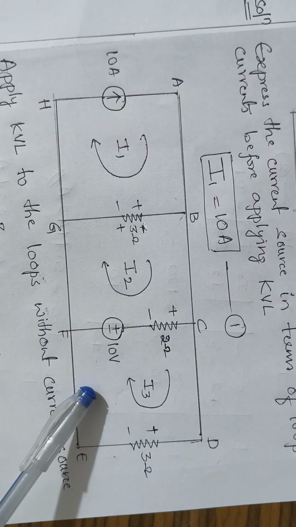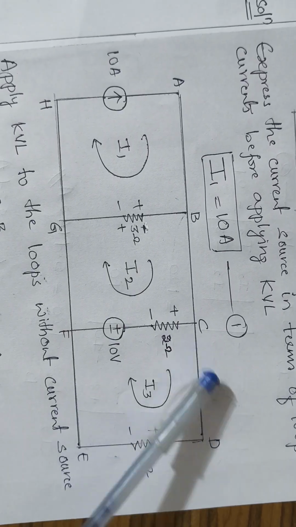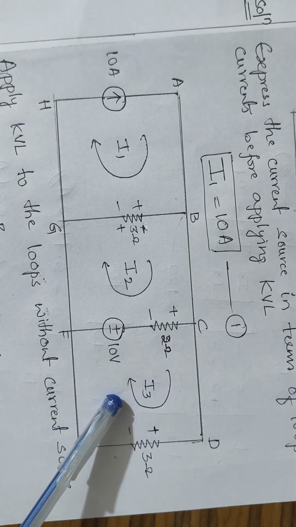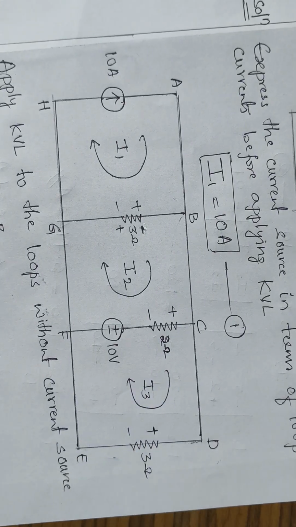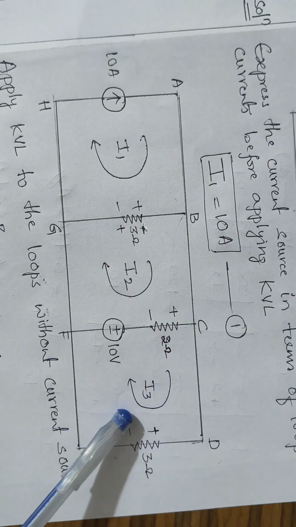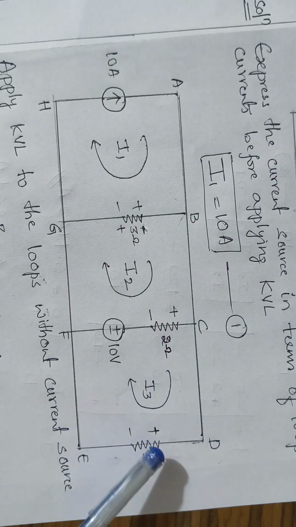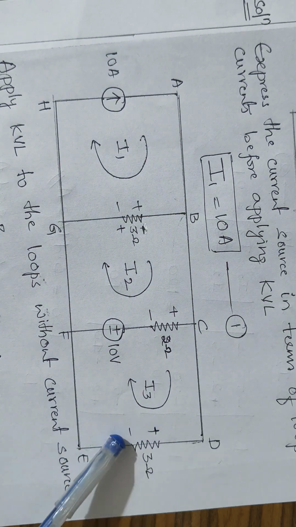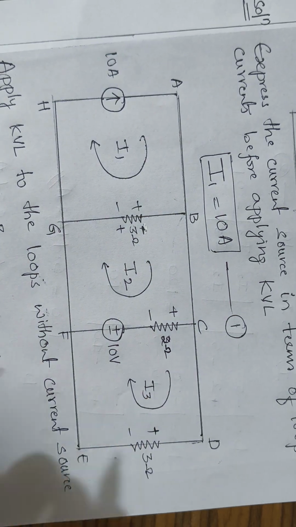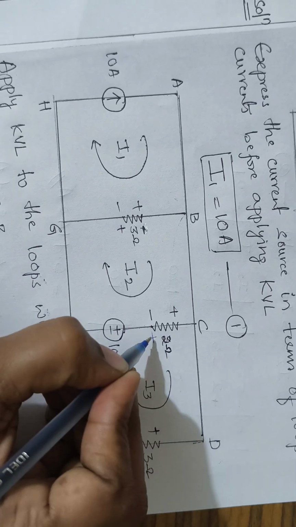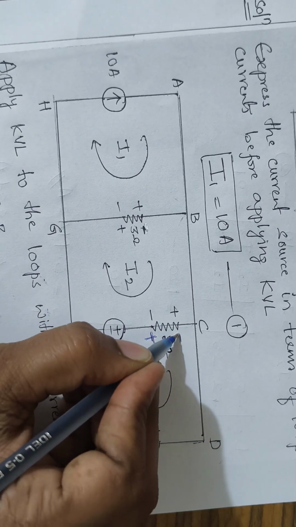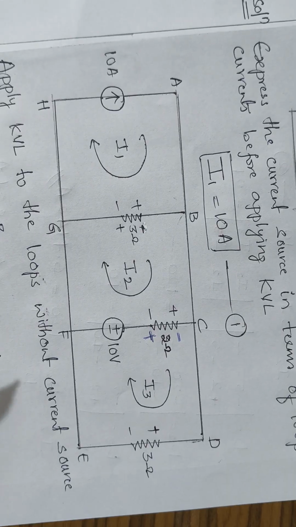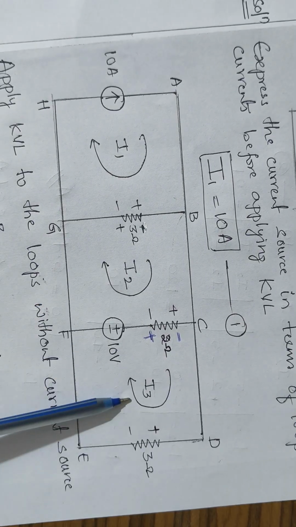Next come to this loop, that is C, D, E, F, C. Again you have the loop current as I3 here. Now depending upon the direction of the current I3, assign the polarity to the network elements, plus and a minus. Then here you will be having a plus and a minus. Now what we'll do is we will apply KVL to these two loops.